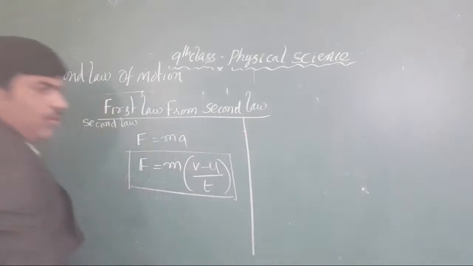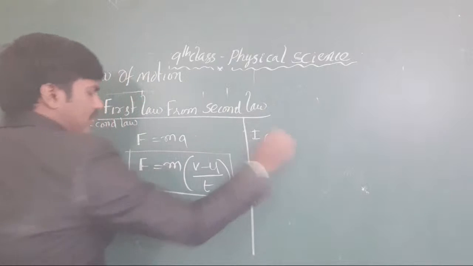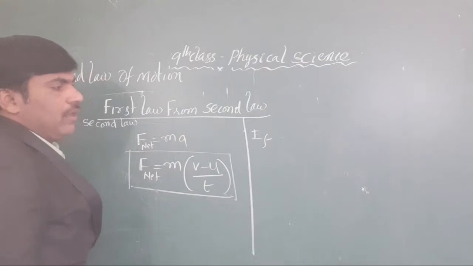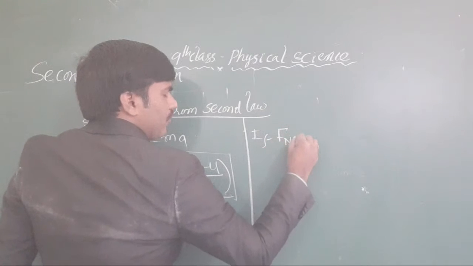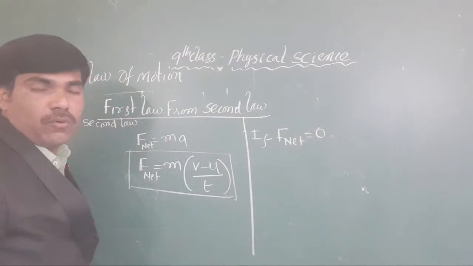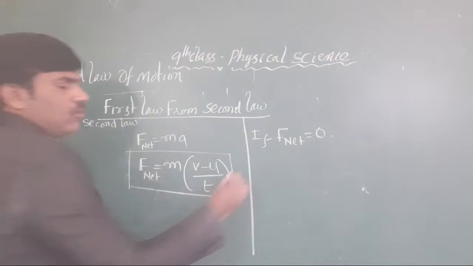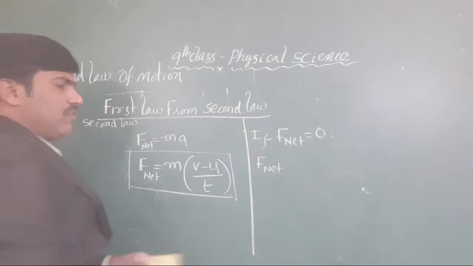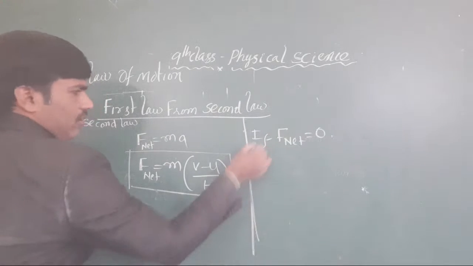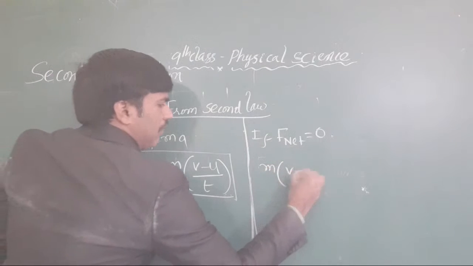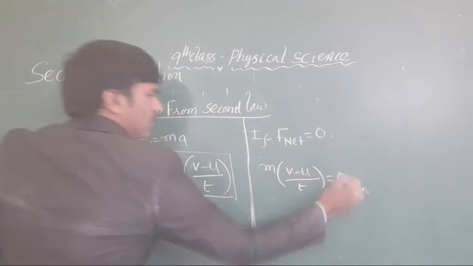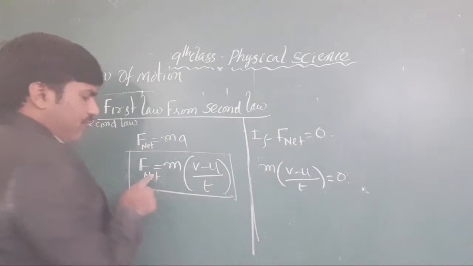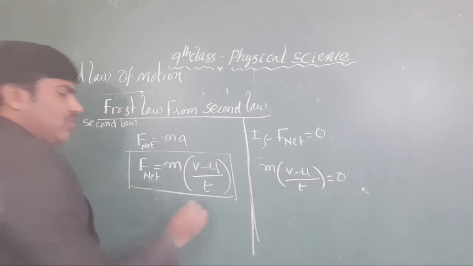Now, this is the net force, F net. If F net is equal to 0, F net is equal to 0, then this equation becomes m(v - u)/t = 0. Written or not? We substitute F net = 0 in this equation 1.